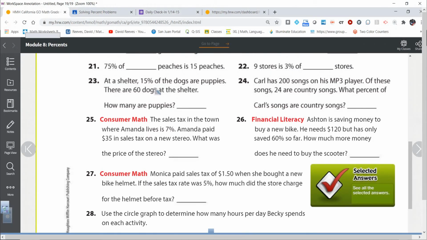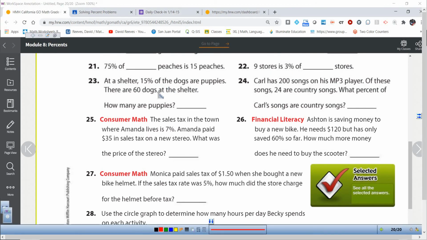It says, at a shelter, 15% of the dogs are puppies. There are 60 dogs at the shelter. How many are puppies? So even though it's a word problem, they're just giving us the information a little bit different. Look for that percent. What's my percent? 15 out of 100, okay? 15 out of 100 of the dogs are puppies. But do they have 100 dogs? No, they only have 60.